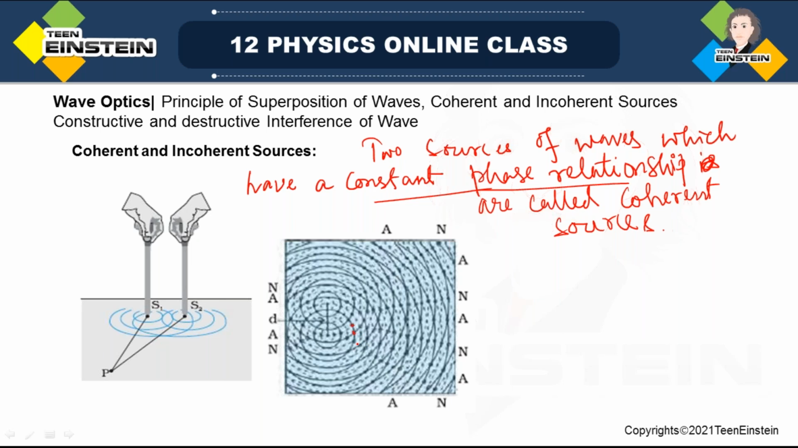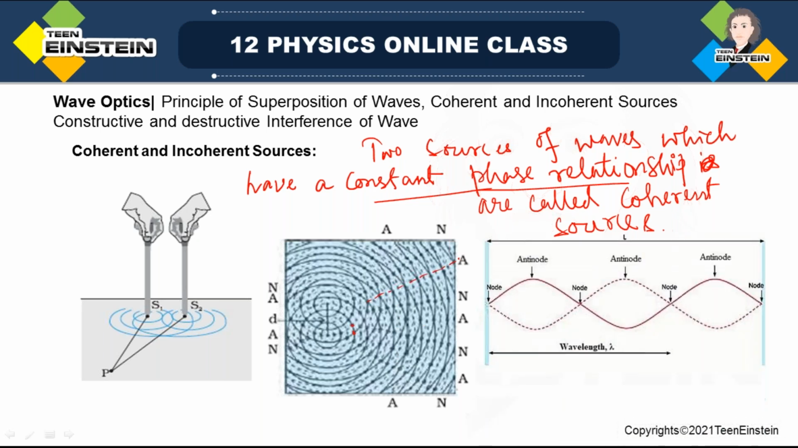See, these are the nodes, antinodes. Okay, they will create nodes and antinodes. So these are antinodes, as you can see, and in some places they will create nodes. Nodes and antinodes, if you have forgotten, let me remind you.